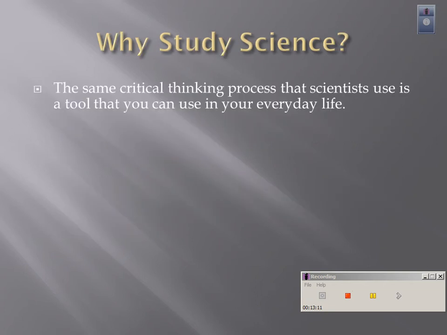So why study science? The same critical thinking process that scientists use is a tool that you can use in your everyday life. Observations. We all use our observations, and we think scientifically whether we know it or not.